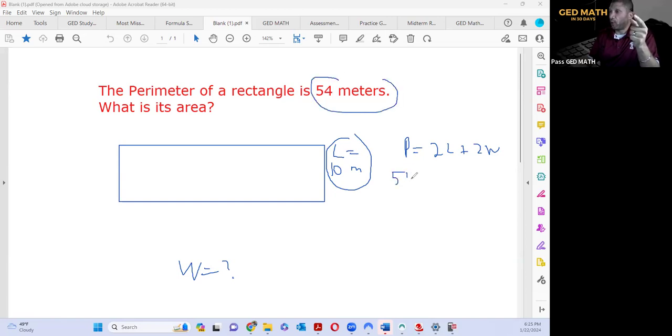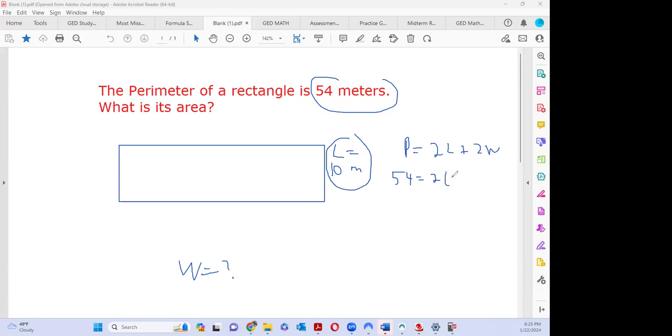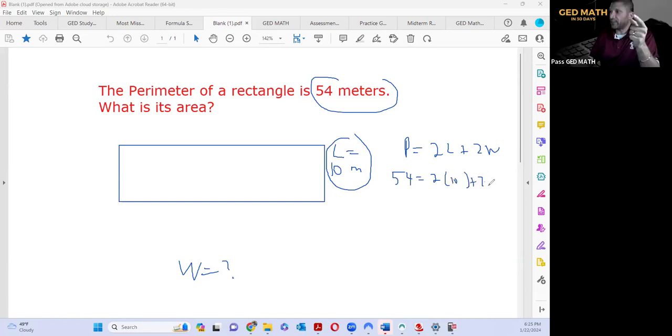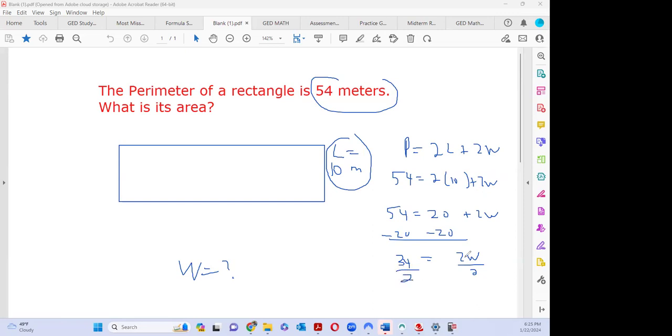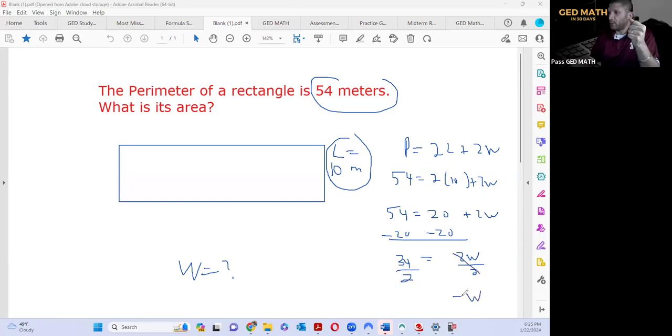So 54 equals 2 times 10 plus 2W. 54 equals 20 plus 2W. Subtract 20 from both sides. I get 34 is equal to 2W. Divide both sides by 2. The 2's cancel. My W equals 17. So now I know my width is 17 meters.